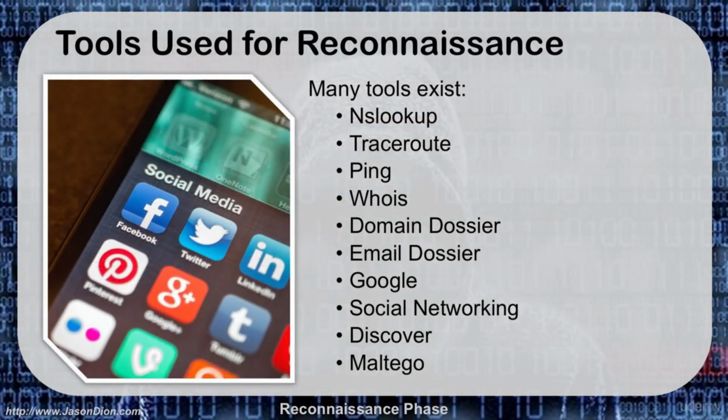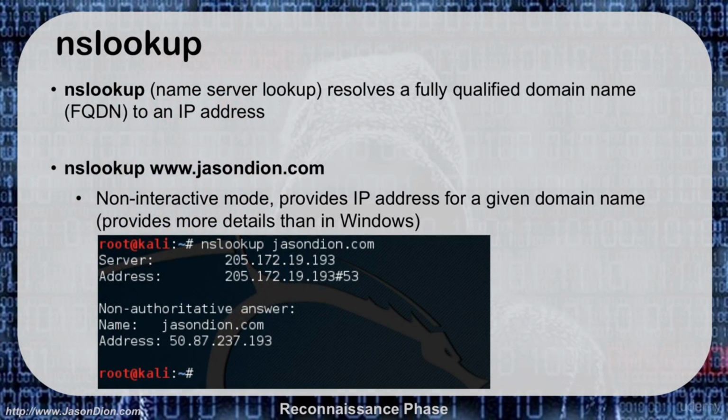So what are some tools we use in reconnaissance? Well, there's lots of tools that exist. We can use things like NSLookup, traceroute, ping, whois, Domain Dossier, Email Dossier, Google, social networking, Discover, and Maltego, just to name a few. I'm going to briefly talk about each of these as we keep going, and in our labs we're going to actually play with a couple of these tools as we do a mock reconnaissance phase. The first one we're going to talk about is NSLookup.